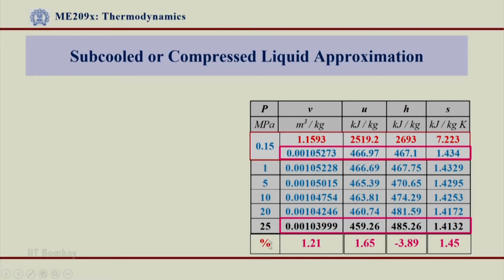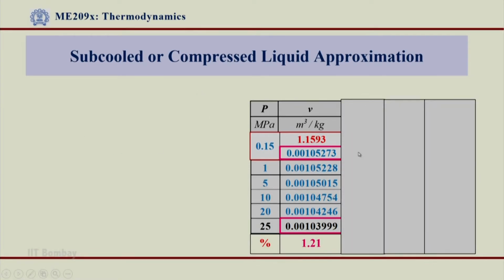So, what do I conclude from here? It is a very important conclusion that can be drawn from these numbers. If I just concentrate on the property column which is specific volume, we can say that the specific volume at 25 MPa can be approximately equal to the specific volume at 5 MPa, or for that matter 10, 20 MPa, and all of these are equal to vf at 0.15. That means the specific volume at 0.15 MPa, on the LV line, on the two phase curve, alright.